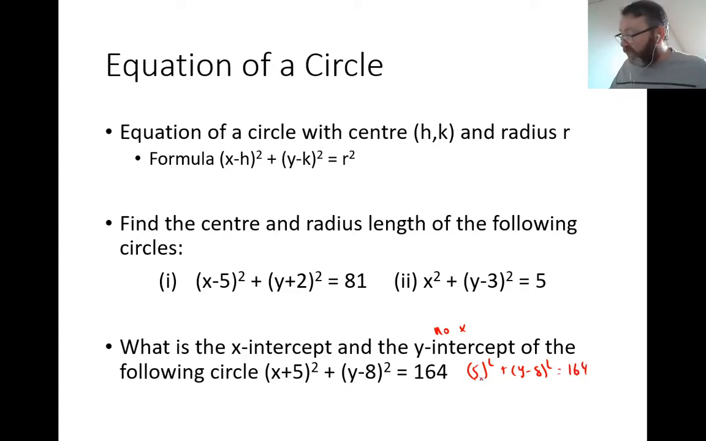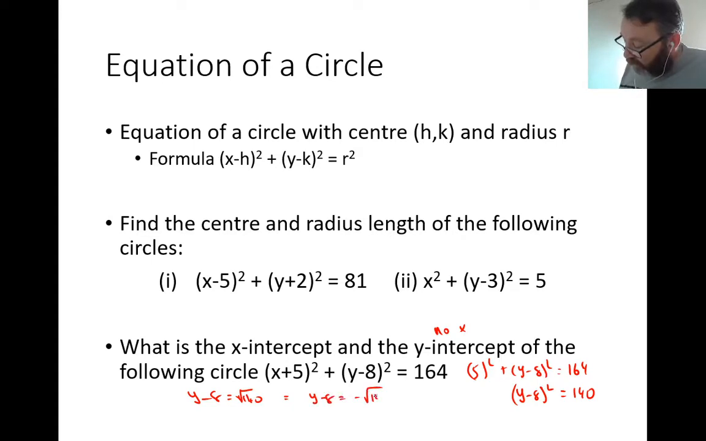5 squared is 25. So let's take 25 away from both sides. 164 minus 25, and that comes out as 140. It's unusual, but it comes out as 140. So I get (y minus 8) squared equals 140. Okay, now that's going to give me two equations. The first equation it'll give me is y minus 8 equals the positive root of 140, and then the second equation will be y minus 8 equals the negative root of 140. And in this case, you can work these out via the calculator. So in the first case, y equals, so you're going to get the square root of 140, and you're going to add on 8.